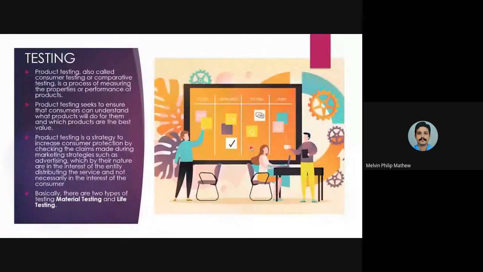And last comes the testing. So what is the need for testing? We are dealing with the testing so as to understand how the product fails or how much longer it can last, and based on that we can redesign the product for specific functions. So basically there are two types of testing. One is material testing and one is life testing.